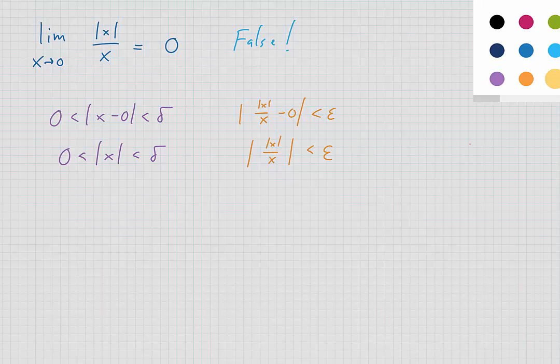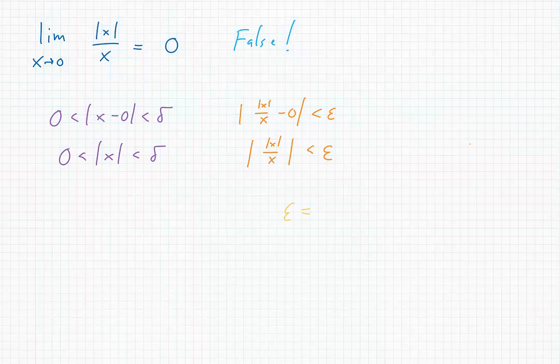Let's say that somebody picks that epsilon is equal to 0.1. And that's actually a pretty big value for epsilon. That says that the absolute value of x divided by x in absolute value has to be less than 0.1. Or we could write that negative 0.1 has to be less than the absolute value of x divided by x, has to be less than 0.1.